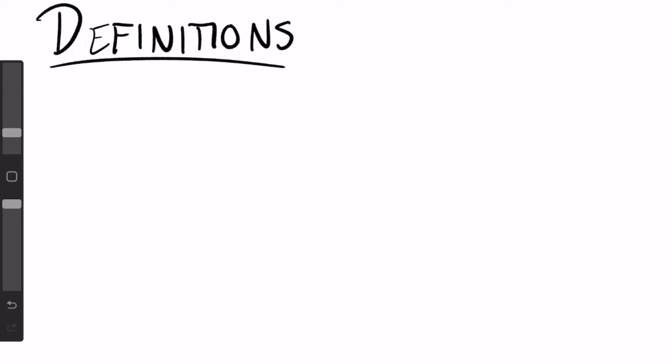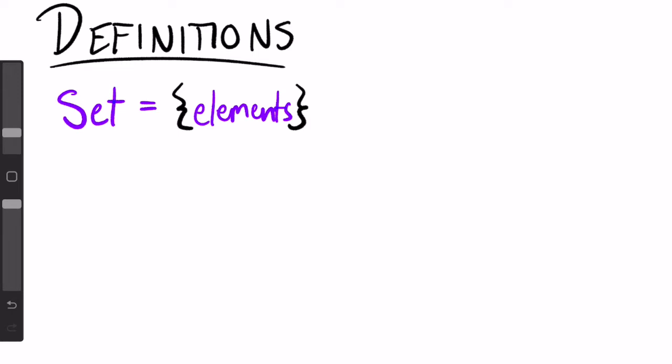Feel free to skip ahead if you already know these, or if you just want to challenge yourself by not knowing what's going on. A set is loosely defined as a group of members or elements denoted with curly braces. If something is in a set, we say A is in S, using this symbol. And if something is not in a set, we just draw a slash through the symbol. A is not in S.